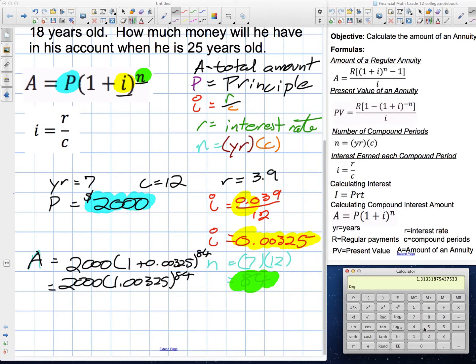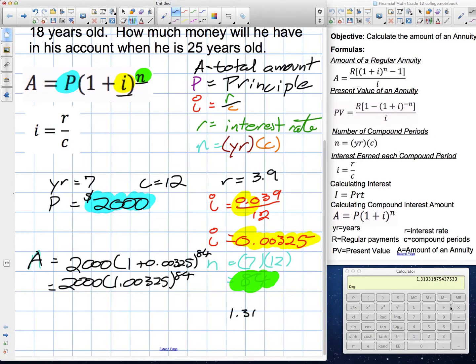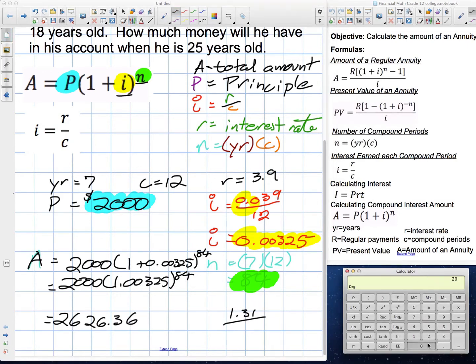Instead of writing this down, because I know most of you will end up rounding, I'll write the rounded version just so you have an idea. Most of you probably write 1.31, something like that. I'm going to take this value and instantly multiply it by 2,000. So the amount of money that we'll have when we're 25 years old is $2,626.63. Now, had I just used 2,000 times 1.31, I would have lost $6 in my calculation.